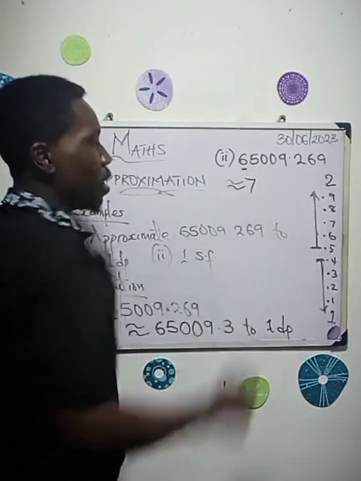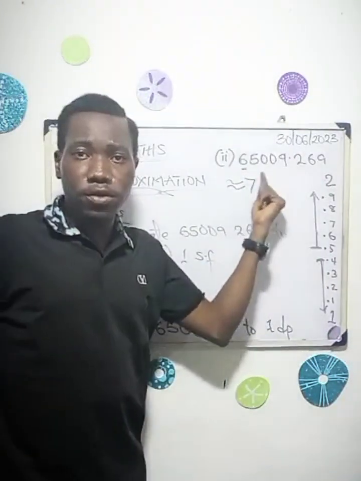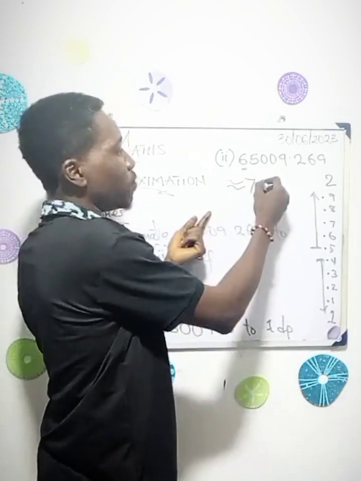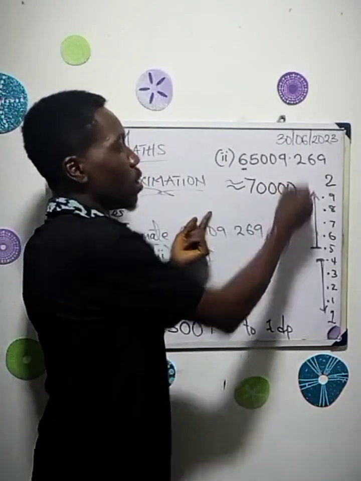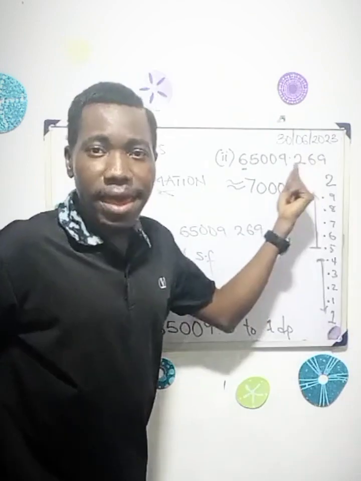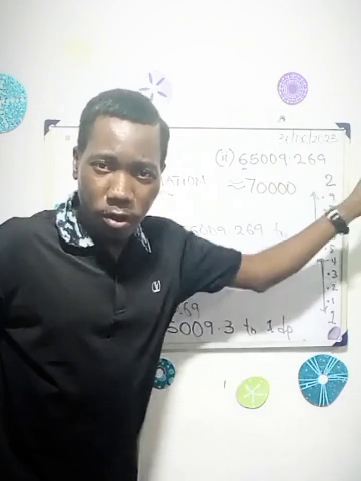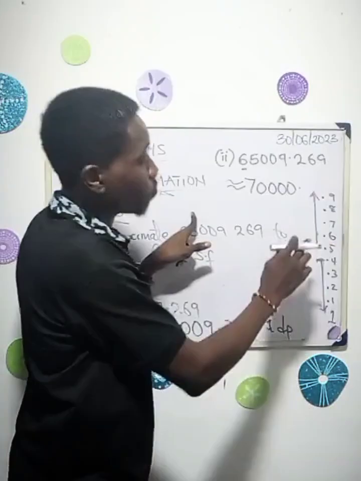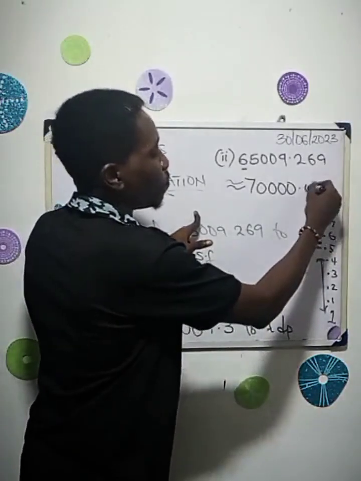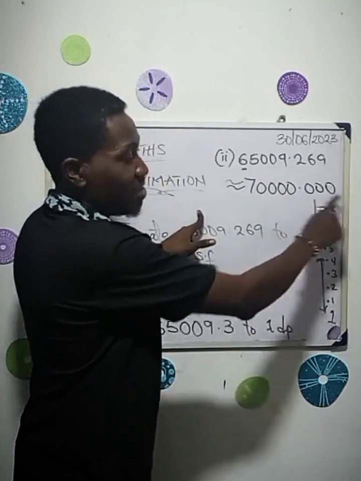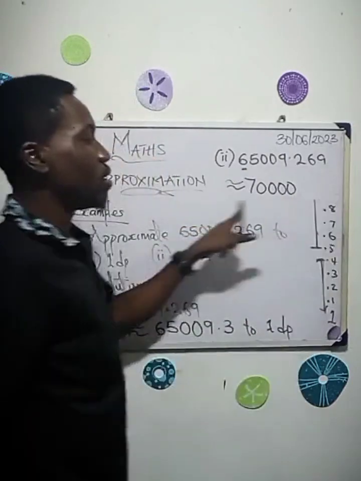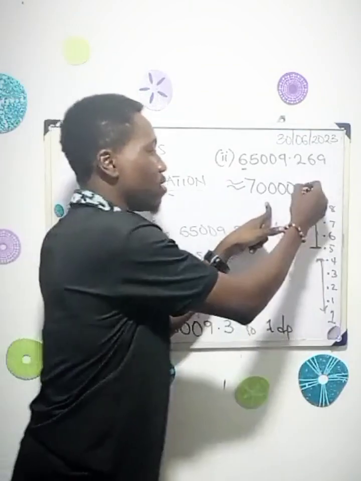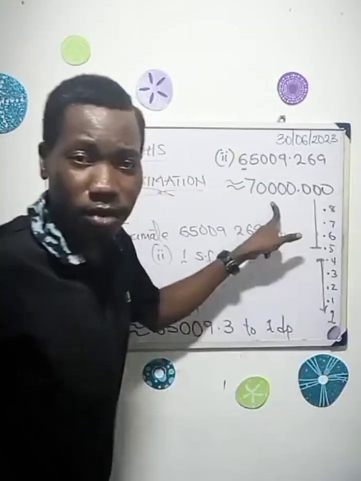So approximately equals to what? 7. So what about these ones? What about this one? What will happen to them? They will all be changed to zeros. So you're going to have 0, 0, 0, 0. And that's for the whole numbers. We can drop all of this, all right? It becomes point 0.000, but this is insignificant, and so we leave it this way. 70,000 to one significant figure. If you give your answer as this, you will still be correct though.